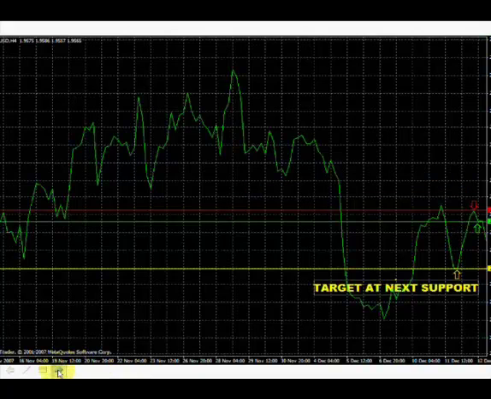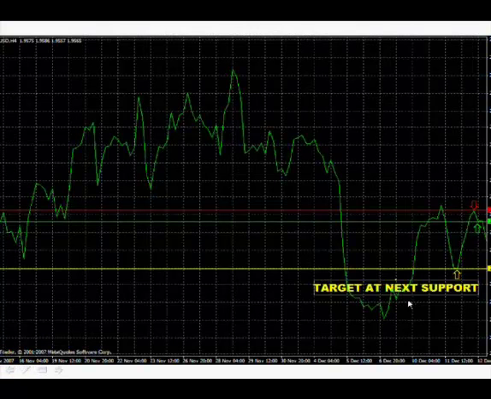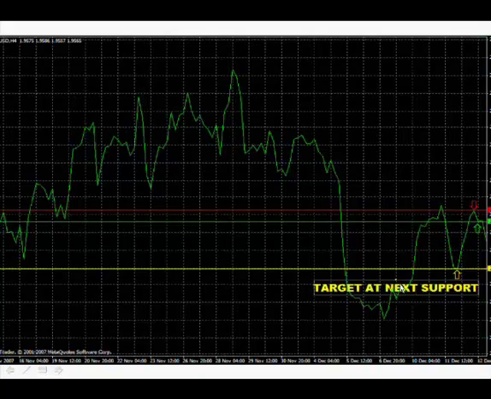Where would we take targets? At the very next support or resistance level. If we're going short, if we went short here, we want to set our target down here at the breakout point. If we went short here, we want to set our target here at the very next level of support.